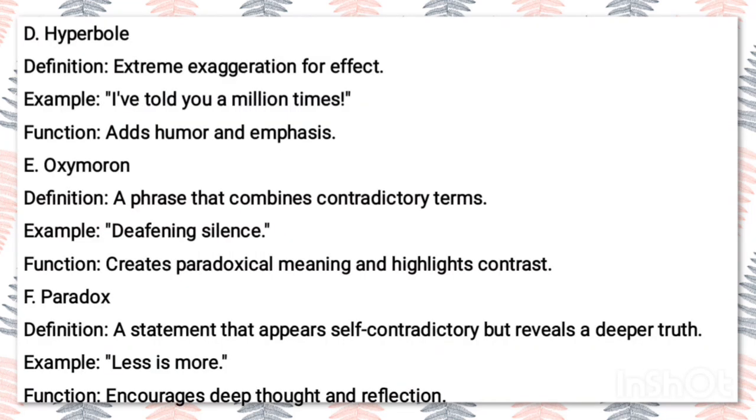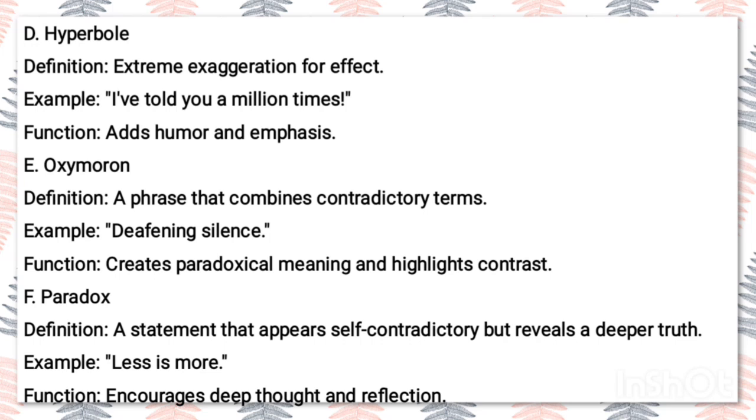Next one is hyperbole. It means extreme exaggeration for effect. For example, I have told you a million times. Its function: hyperbole is often used to create humor or emphasize an idea. Next one is oxymoron. It means a combination of contradictory terms. For example, deafening silence. Its function: this device creates a paradox, prompting the reader to think.